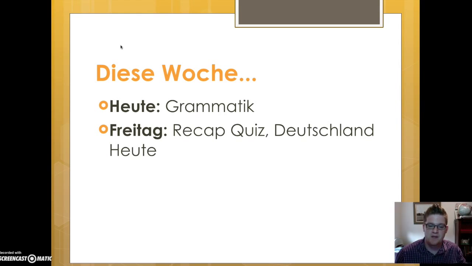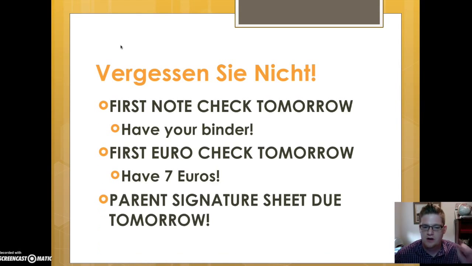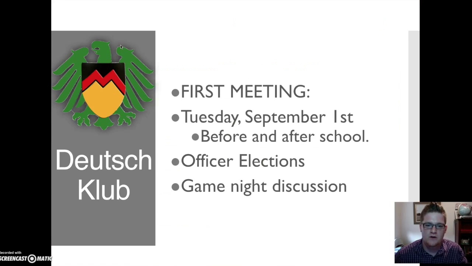So let's begin. A few things first. Don't forget, tomorrow you will have a note check, so make sure you have your binder there and your notes. I will be checking for those. Also, we will be having our first Euro check of the year. €6 since I'm not here today to give you one. €6, not 7. And also, do not forget, if you haven't turned it in already, your parent signature sheet is due tomorrow.